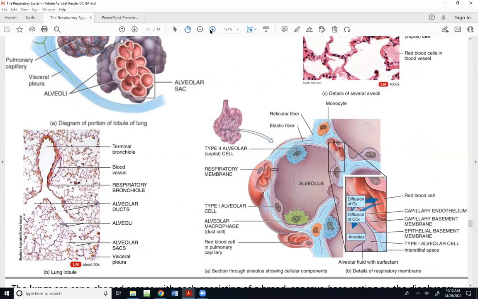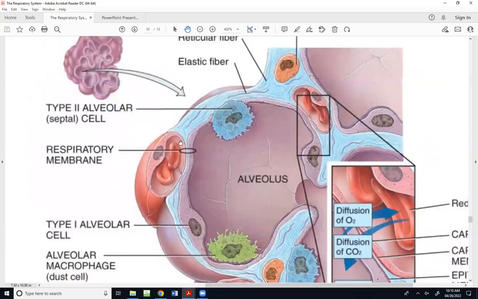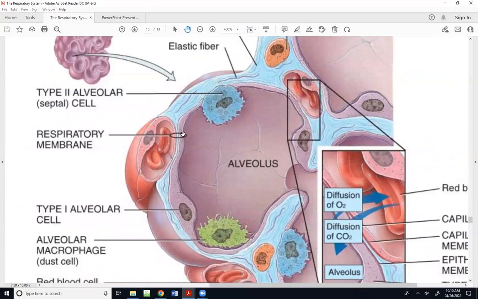Okay, what we call the respiratory membrane is this junction between the wall of an alveolus and the wall of a capillary. Okay, this is the barrier for gas exchange. We want this barrier to be as minimal as possible. And in a good, healthy lung, it is absolutely as minuscule as possible. I want to say it's like 0.0005 millimeters, if I'm remembering right off the top of my head.